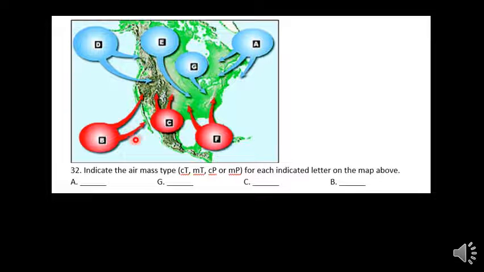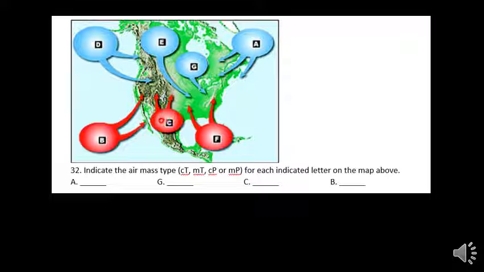So you just put them together. Like B here, it's down south and it's over the ocean. So this is going to be maritime, but also tropical because it's down south. So this would be an mT air mass. They always put the first letter lowercase and the second letter uppercase. So this would be lowercase m, capital letter T.